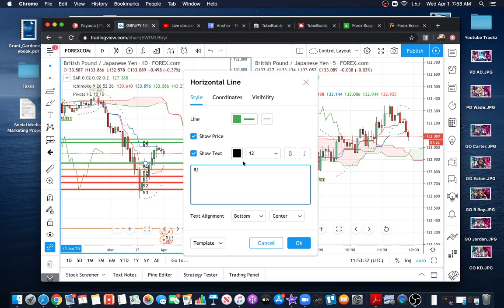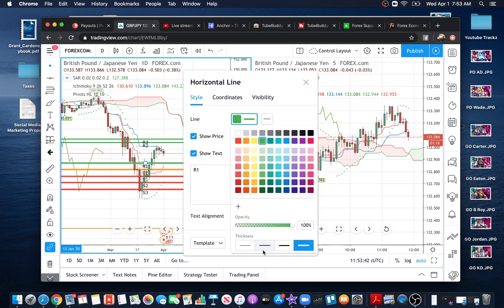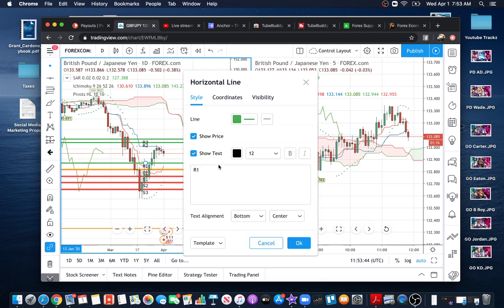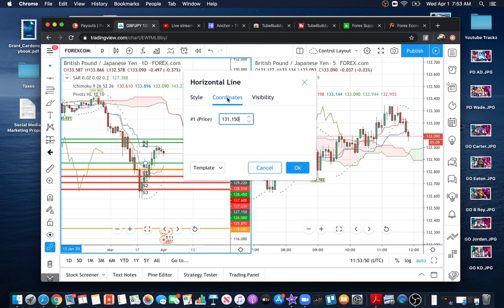Feel free to ask questions in the chat at any point in time, guys. I'm just updating my support and resistance areas right now. You want to do this at least once a day at the beginning of the day. I try to do it 2 or 3 times a day because you never know when they're going to update.